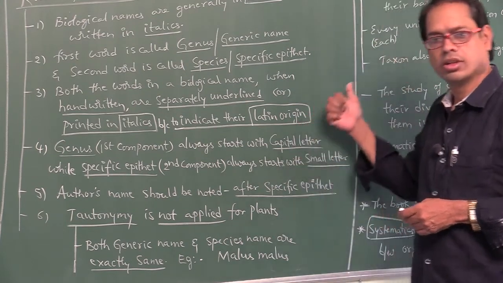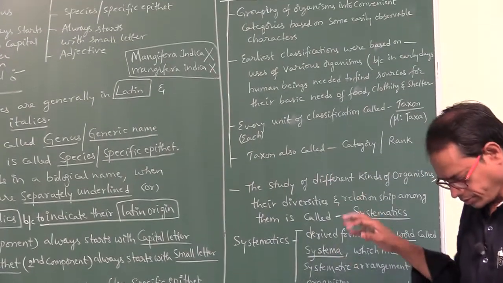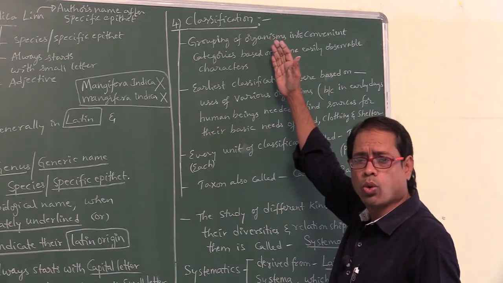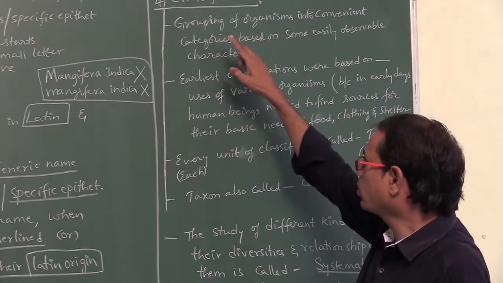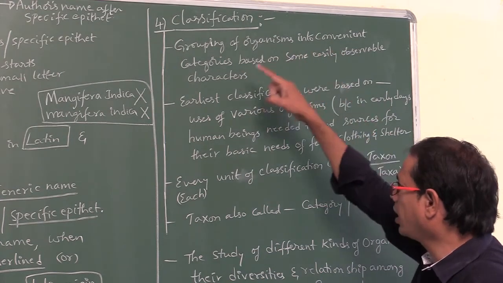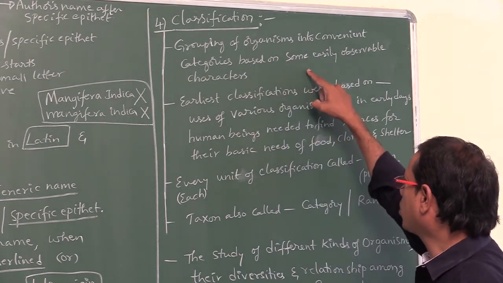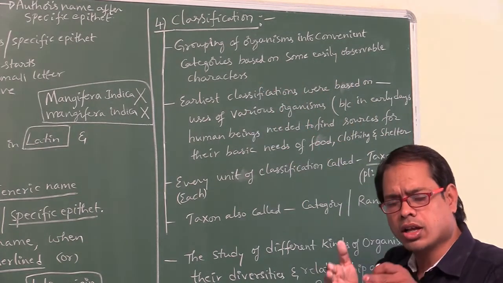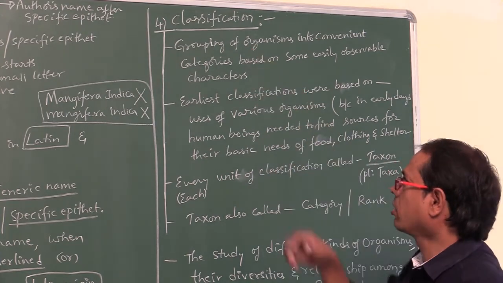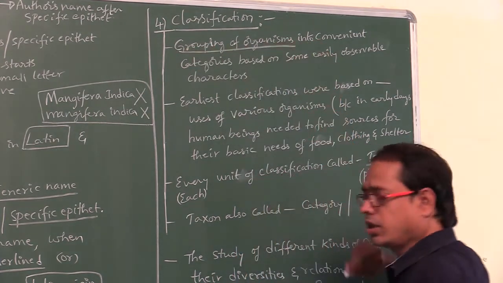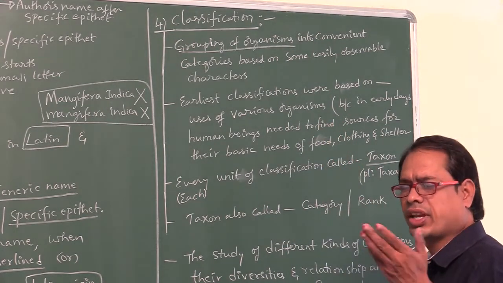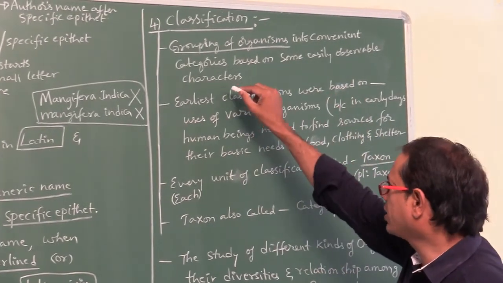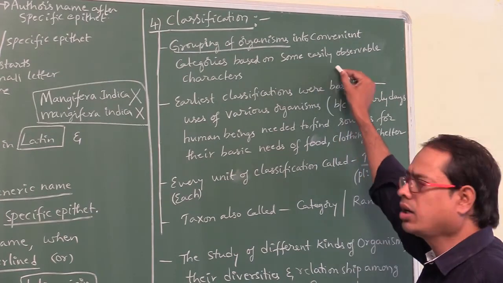If you look at here now, the fourth component, classification. What does classification mean? That is grouping of organisms into convenient categories based on some easily observable characters. So grouping of organisms is called classification.